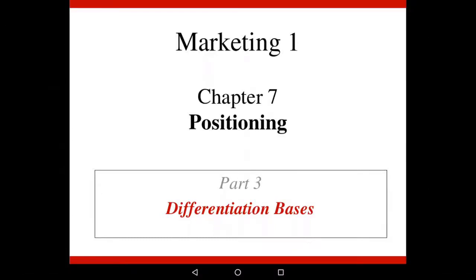Chapter 7, Part 3, Differentiation Bases.